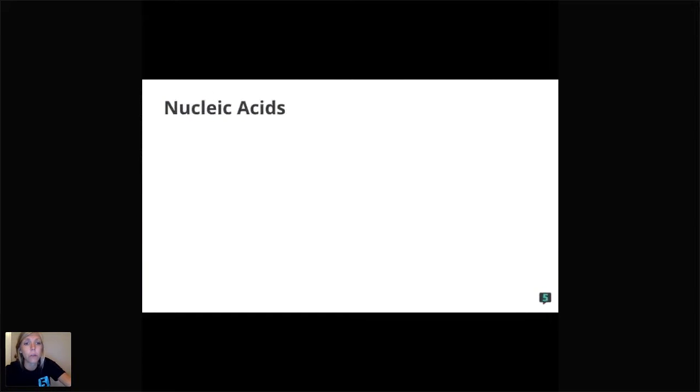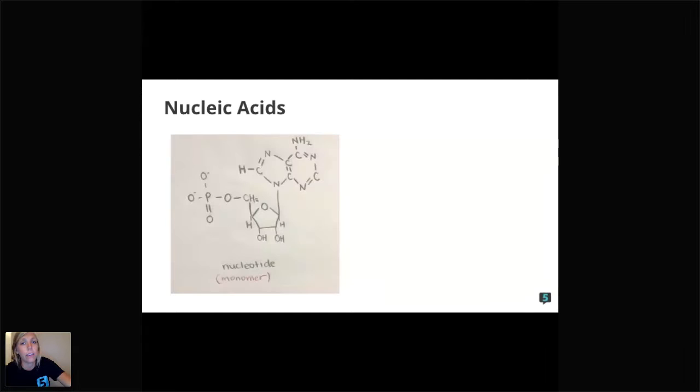So I'm just going to briefly review the structure of each macromolecule so you can see what I'm talking about when I say if you see a drawing, you should be able to tell me what I'm looking at. So for example, nucleic acids are made up of the monomers nucleotides.